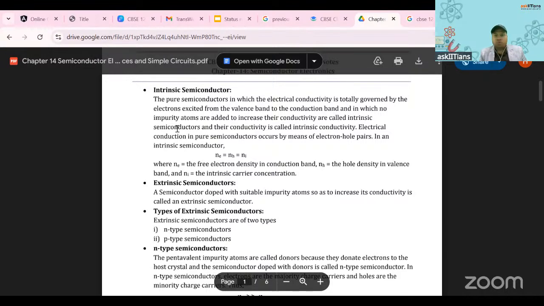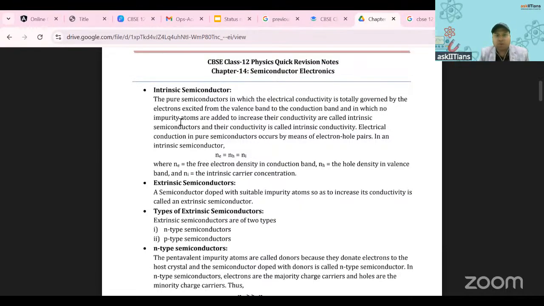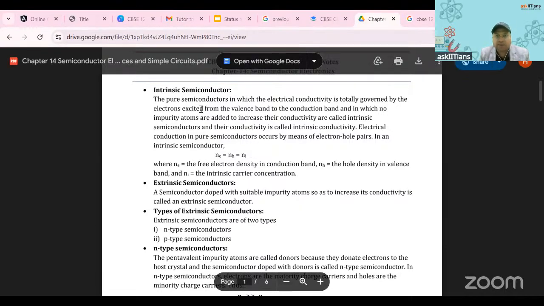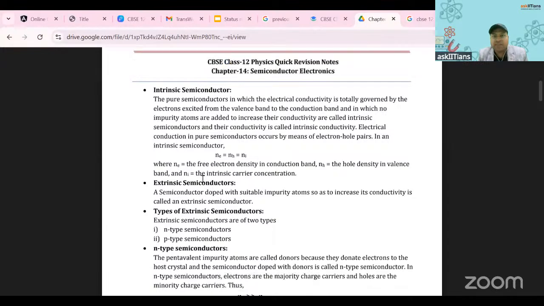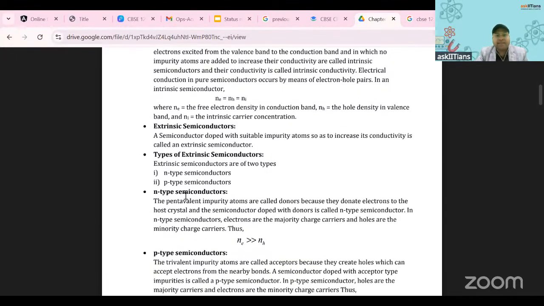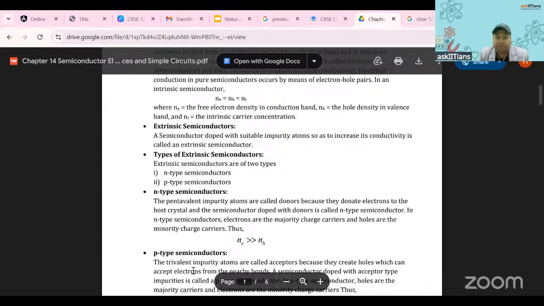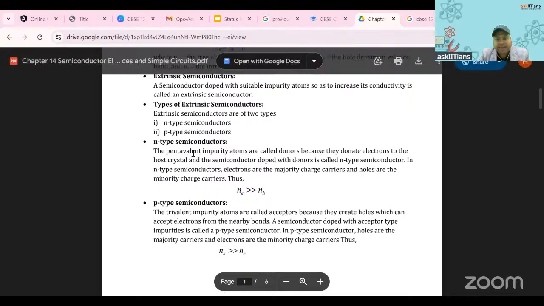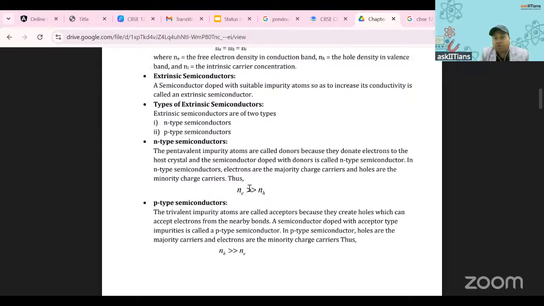So intrinsic semiconductor is important. What is the difference between intrinsic semiconductor and extrinsic semiconductor? You must be knowing that. Then in extrinsic semiconductors, we have two types, N-type and P-type. In N-type semiconductors, the majority carriers are the electrons and holes are the minority carriers. The concentration of electrons is much greater than the concentration of holes.